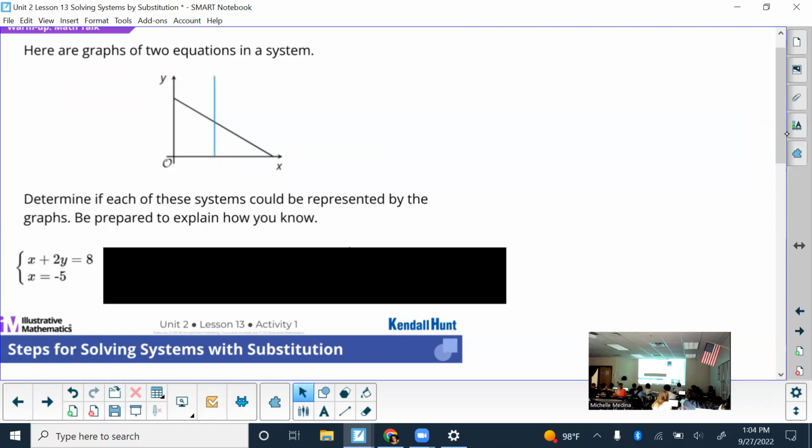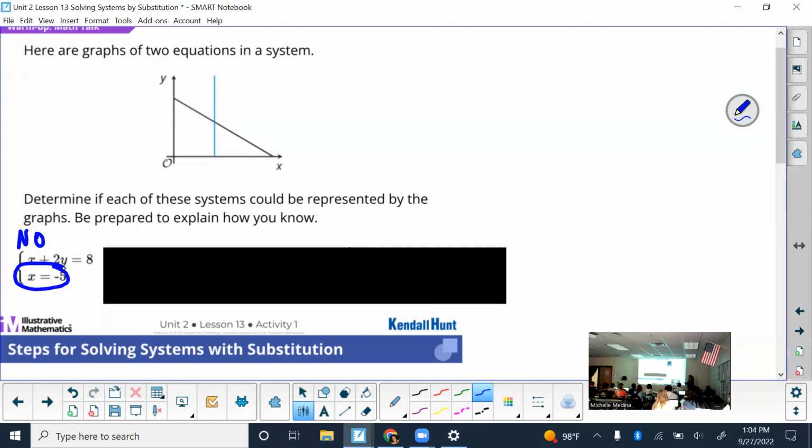So look at it, think about it. Put a thumb up when you have your answer. Could it be represented by those lines on a graph? All right, yes or no? And why do you think so? Give me something to go off of. What kind of told you that it was no? The top equation, the bottom equation, and why is that? Because it doesn't have another variable.